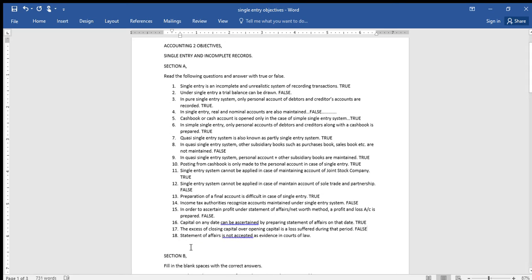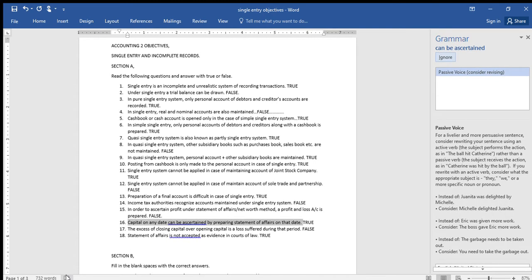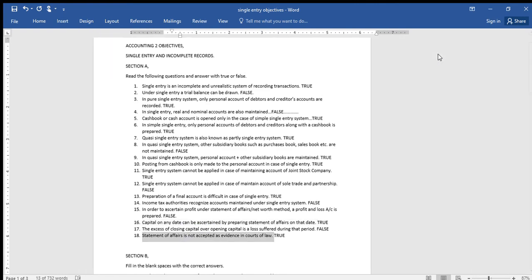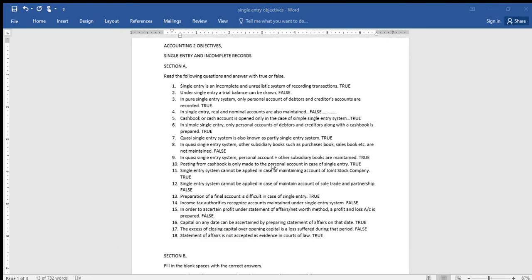And then question 18, statement of affairs is not accepted as evidence in courts of law. Statement of affairs is not accepted as evidence in courts of law, which is true. Yes, so that was all about section A. Let's go and see what section B is all about.